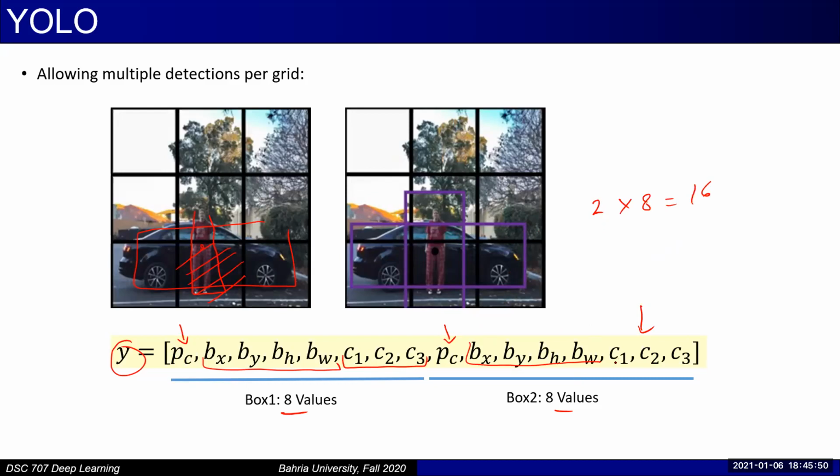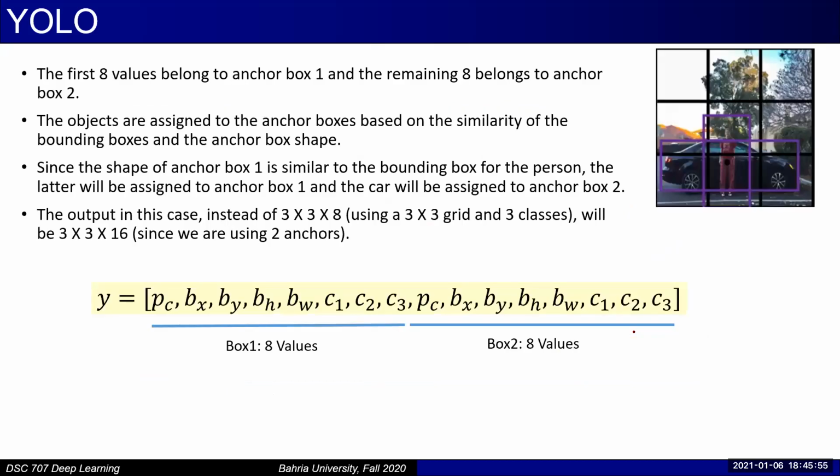This is 8 because I am considering 3 classes. If the number of classes is different, then of course this number will change. So it would be something like that.